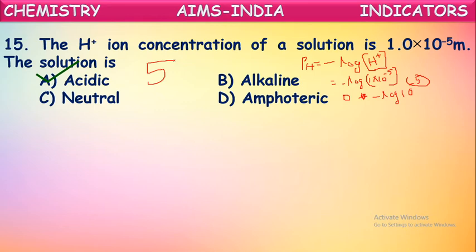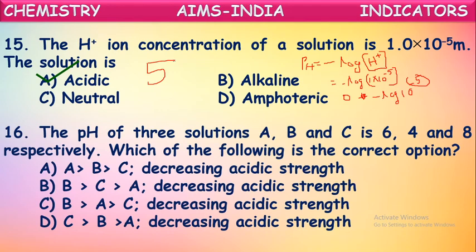If the pH value is between 0 to 7, then the solution is said to be acidic. If the pH value is between 7 to 14, then the solution is said to be basic. If it is exactly 7, then we can say it is neutral. Now we got here pH value as 5, so the solution is acidic.